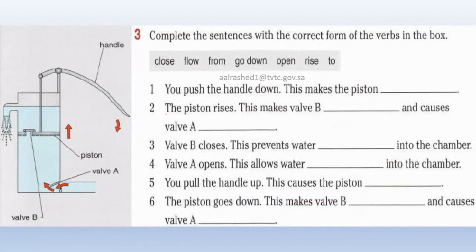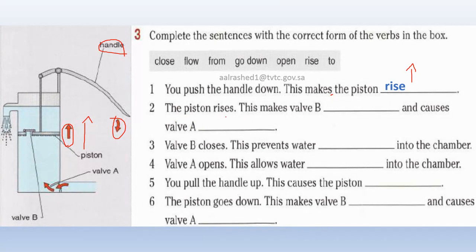Okay, let's see exercise 3. Complete the sentences in the correct form with the verbs next. We have these verbs. I need to put them in the blanks based on the picture here. Let's see the first one. You push the handle down. This makes the piston, okay, what happens to the piston? This makes the piston rise. Rise means goes up.